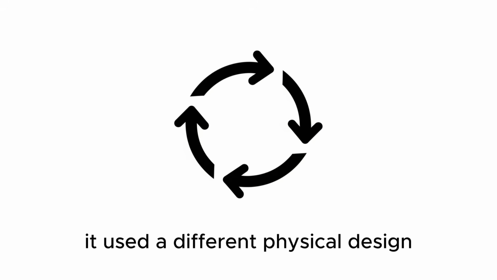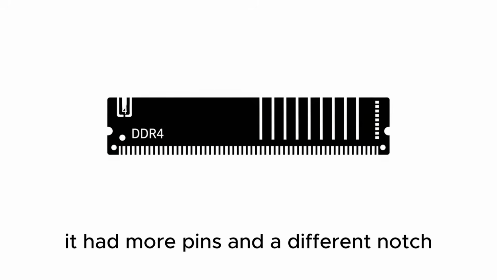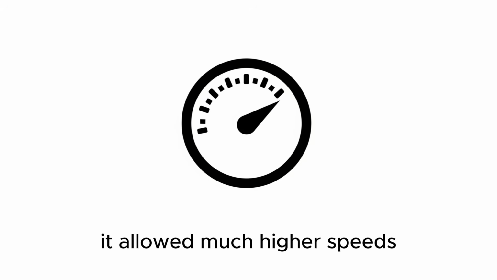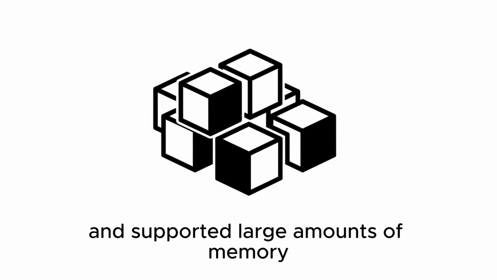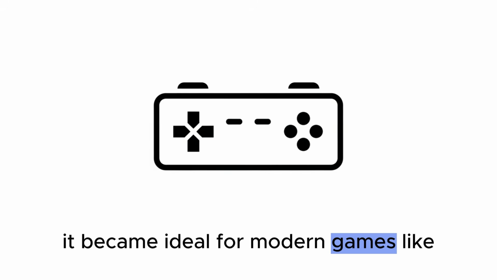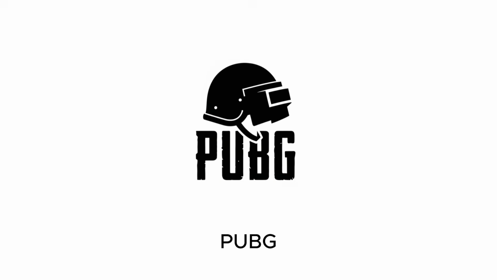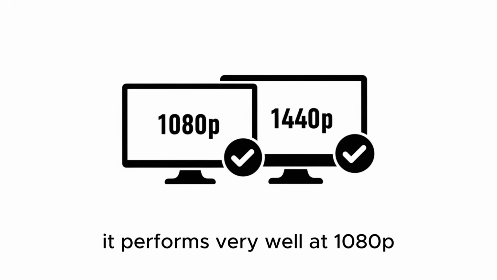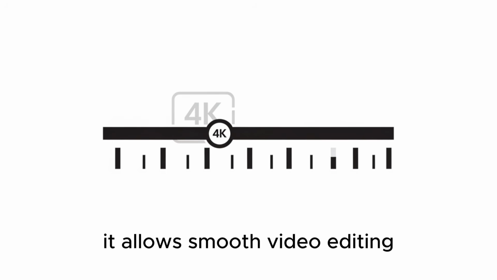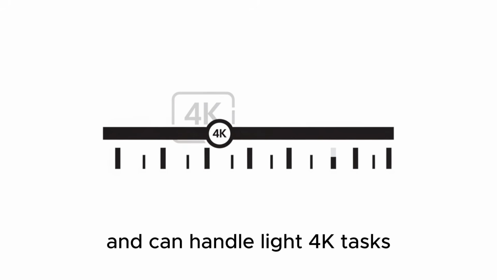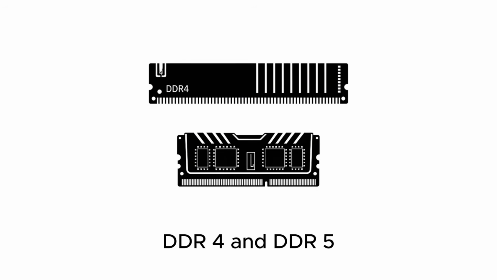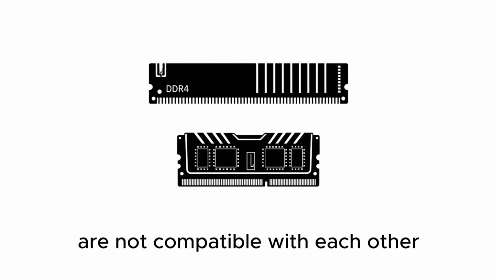It used a different physical design. It had more pins and a different notch, which is why it can't be mixed with other DDR types. It allowed much higher speeds and supported large amounts of memory. This improved overall system stability. It became ideal for modern games like Fortnite, PUBG, and other current titles. It performs very well at 1080p and also at 1440p. It allows smooth video editing and can handle light 4K tasks. Today, it remains a very balanced option. DDR4 and DDR5 are not compatible with each other.